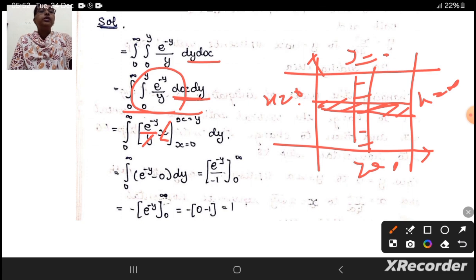So integrating e power minus y dy, this alone you'll get, and integrating e power minus y with respect to y is e power minus y divided by minus 1, that constant minus 1, with the limit 0 to infinity. Applying the upper limit, e power minus infinity is 0 and e power 0 is 1. So minus into minus, plus 1 we got.